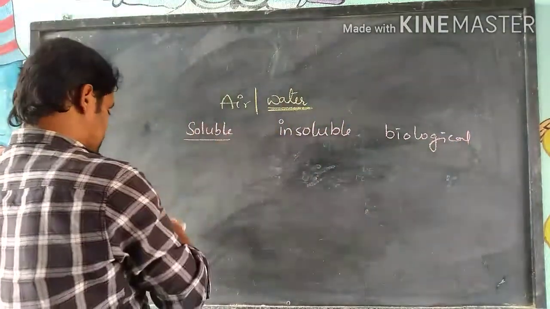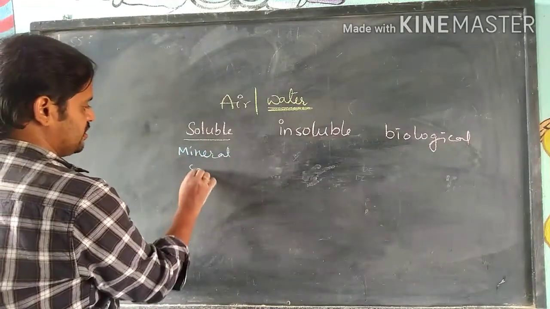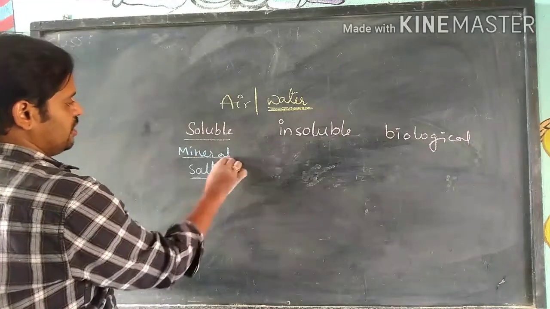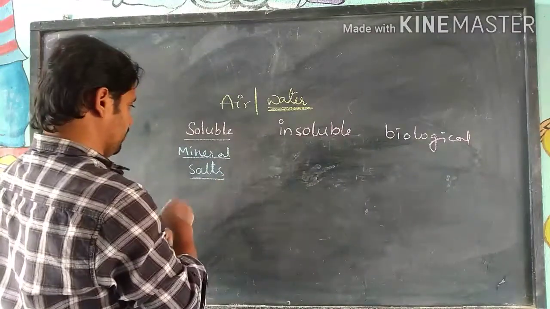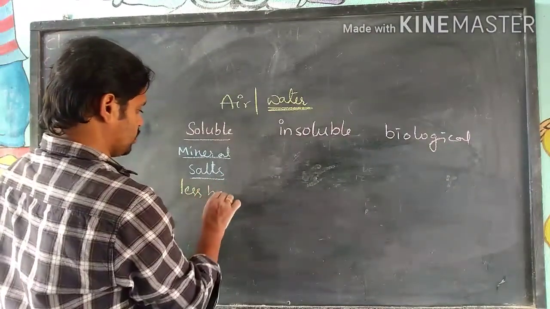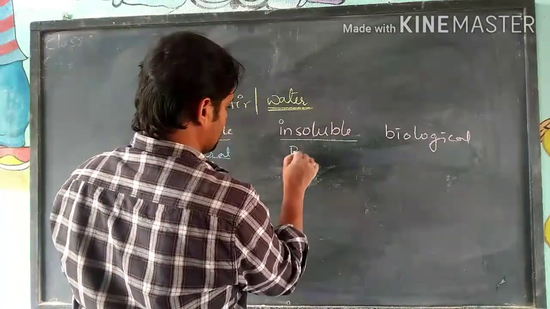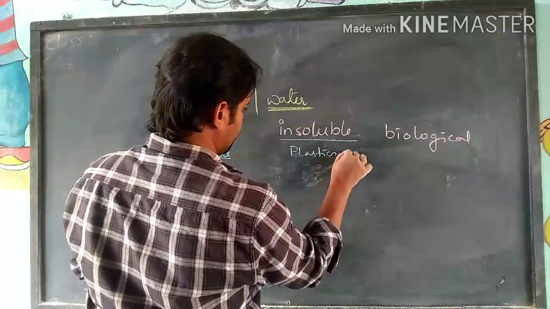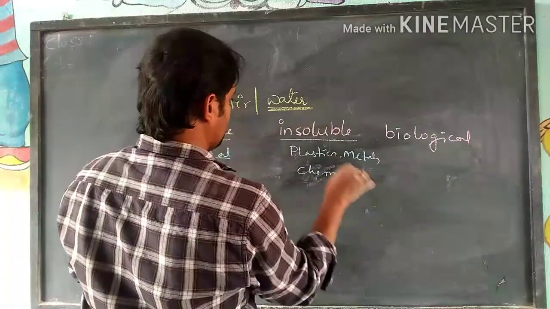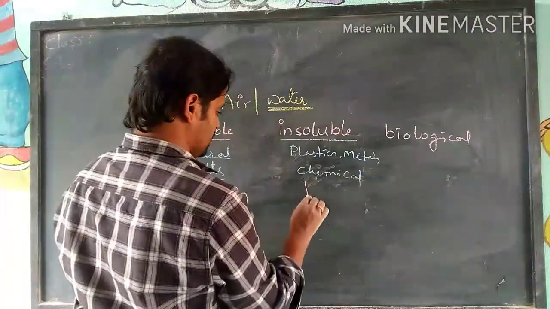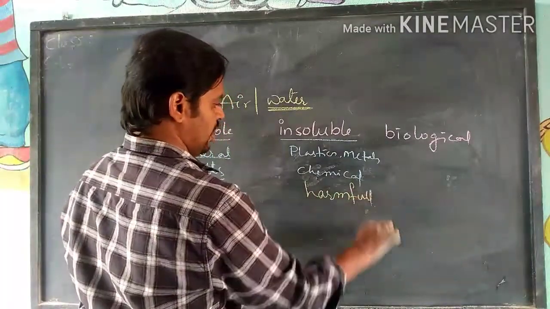Soluble impurities generally include minerals and salts. These are soluble impurities, meaning they can dissolve in the water, so they are less harmful to us. Whereas insoluble impurities, like plastics, metals, and some chemicals from the factories, cause harm to us, right? They are harmful.